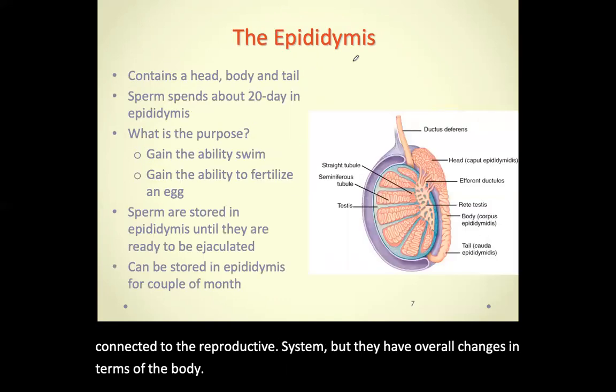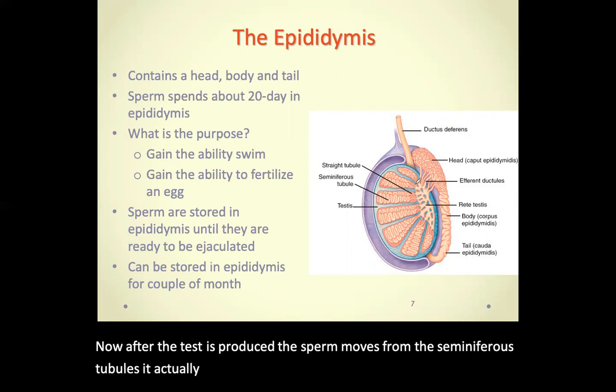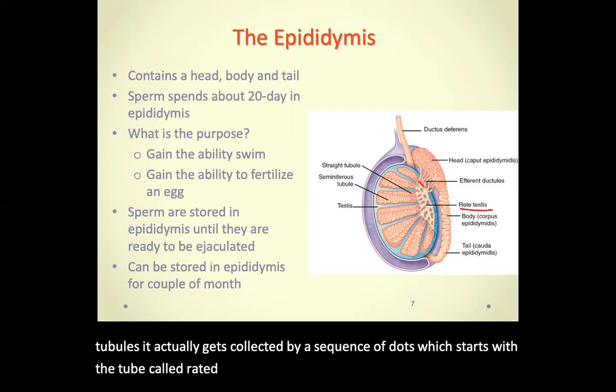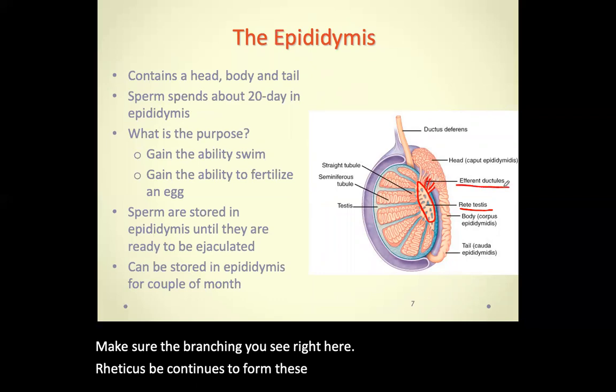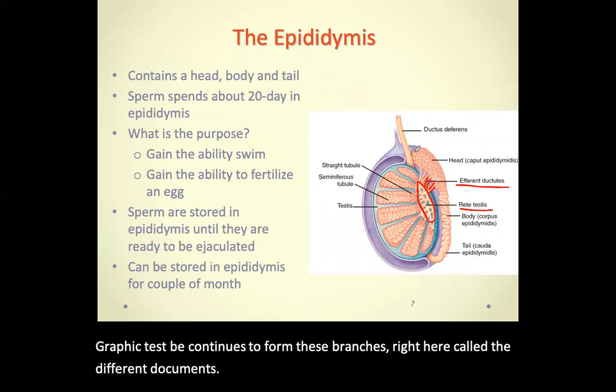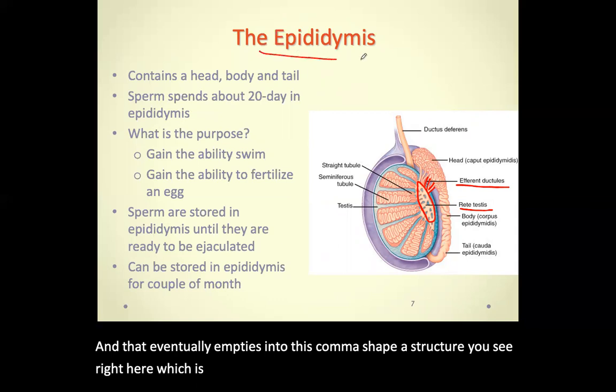Now, after the testes produce the sperm, sperm moves from the seminiferous tubules. It actually gets collected by a sequence of ducts, which starts with the tube called rete testis, which are the branching you see right here. Rete testis continues to form these branches right here called the efferent ductules. And that eventually empties into this comma-shaped structure you see right here, which is the epididymis.